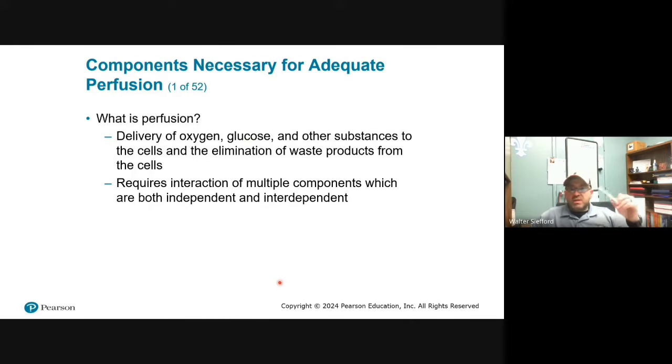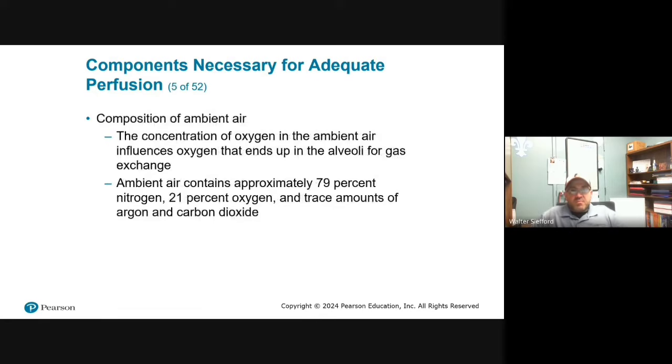Perfusion, we're going to do a real quick breakdown on this. Perfusion is getting oxygen and glucose and other substances to and from the cell. We need to remember that because we want to think of it as that transport system around the body. So ambient air is about 79% nitrogen, 21% oxygen, and a handful of a few other things. We want to make sure that we can increase or lower that gradient in order to treat patients.